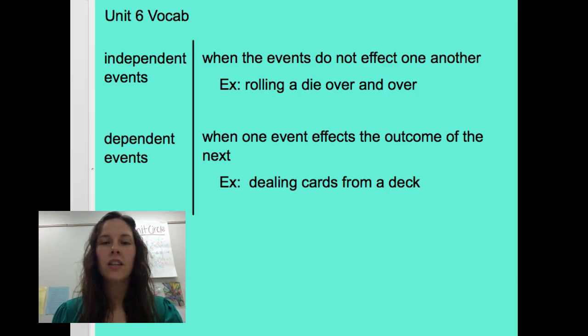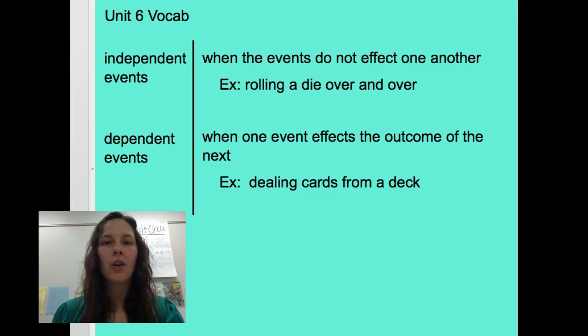Next, we're taking a look at the difference between independent probability and dependent probability. So independent events are two events where the outcome of the first event does not affect the outcome of the second event. So for example, if you're going to roll a die multiple times, whatever shows up on the die the first time does not change what can show up on the die the second time. So those would be independent events.